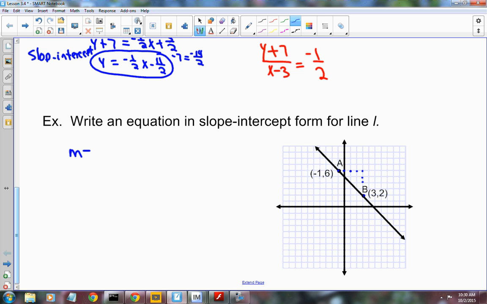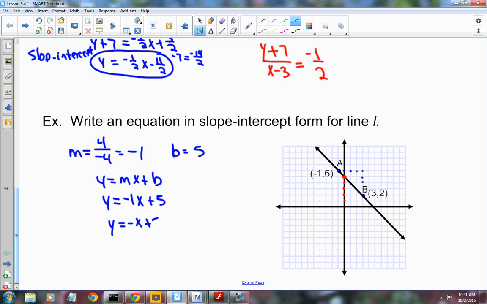So my slope would be positive 4, rise 4, run back. Rise 4, and then run back 4, which gives me a slope of -1. And then I can see that it crosses the y-axis there at what? 1, 2, 3, 4, at 5, right? So that means that my b is 5. And so then I can just go and plug it into this equation, and I get y equals -1x plus 5, or you don't even have to put that 1 in there. You can just do y equals -x plus 5.